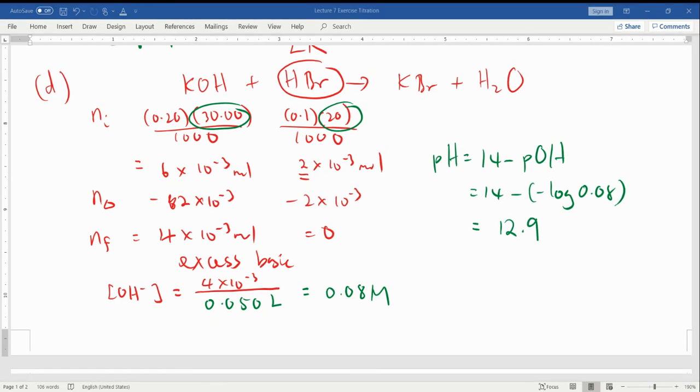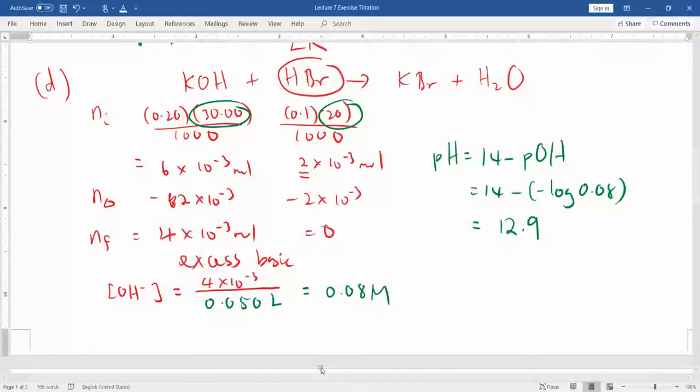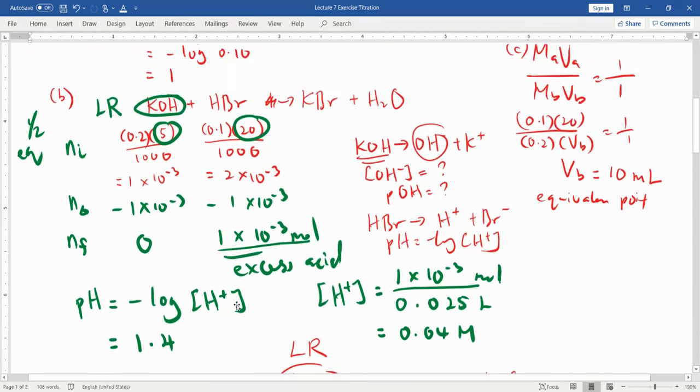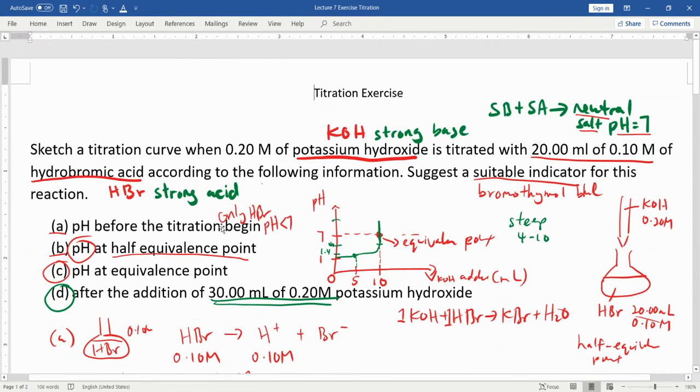That's okay. So remember, it is not that difficult to answer this question. You just need to find out what is the excess and what is the limiting. The pH will be based on the excess reactant. Okay, that's all for the calculation for titration curve. Okay, remember initial, half equivalence point, and after addition of more titrants, or titrant become excess.